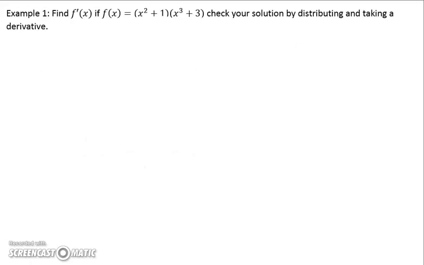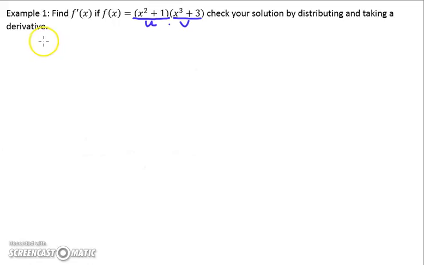Find f prime if f of x equals x squared plus 1 times x cubed plus 3. Check your solution by distributing and taking a derivative. So if we look, we have something here that has an x in it, we'll call it u. We have something here that has an x in it, we'll call it v. And we have u times v in this problem. So this thing with an x times this thing with an x. This is going to be a good candidate for our product rule.